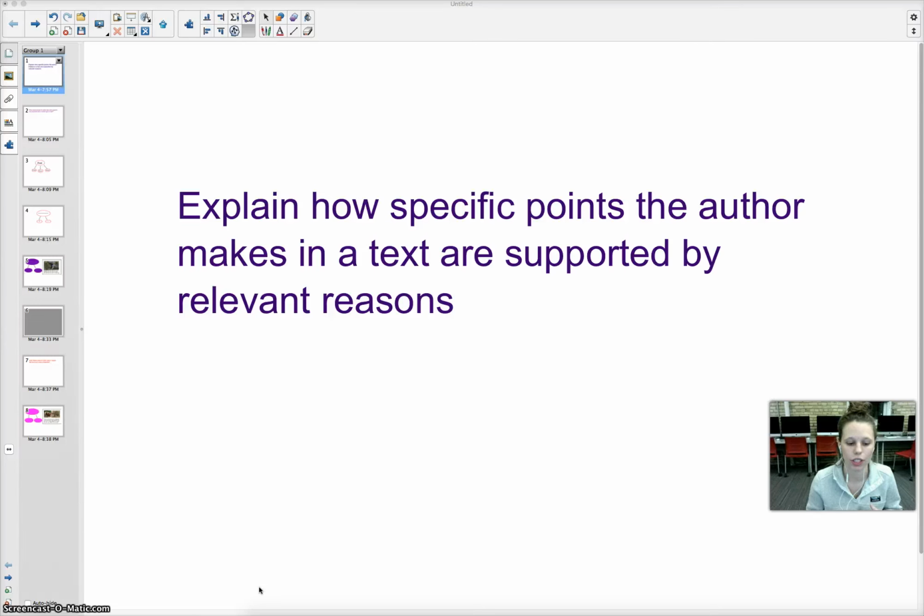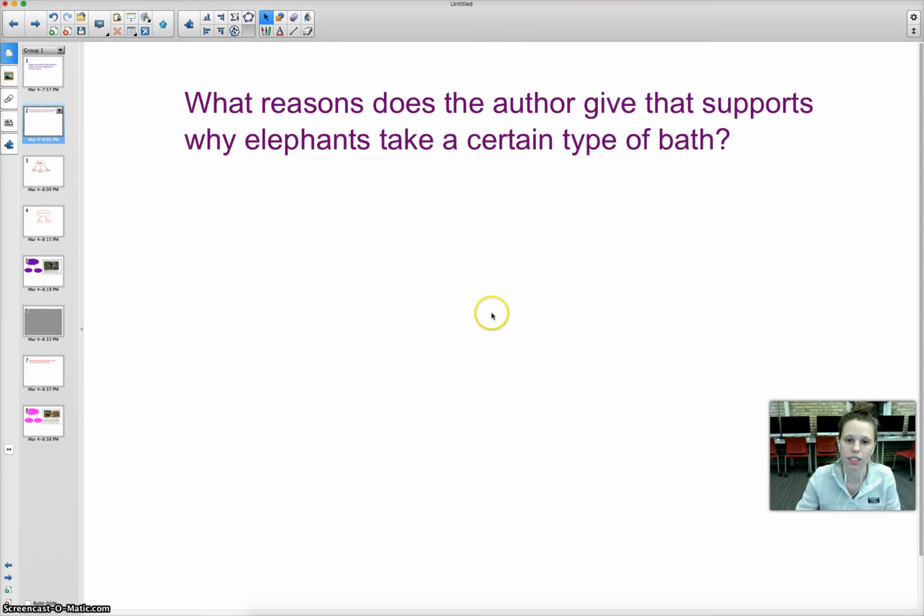Hi everyone! So today we are going to explain how specific points the author makes in a text are supported by relevant reasons. Okay, so let's get started with this question. What reasons does the author give that supports why elephants take a certain type of bath?